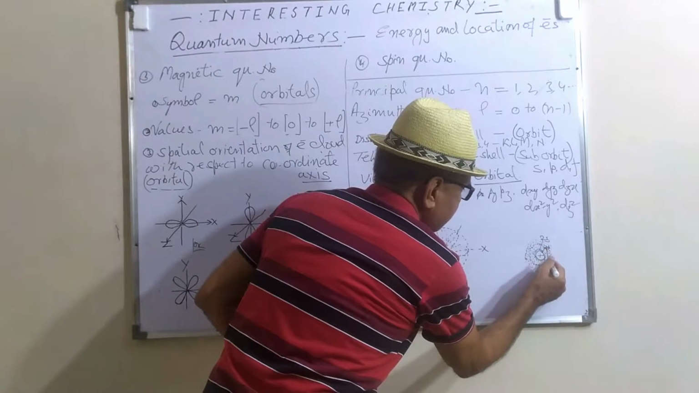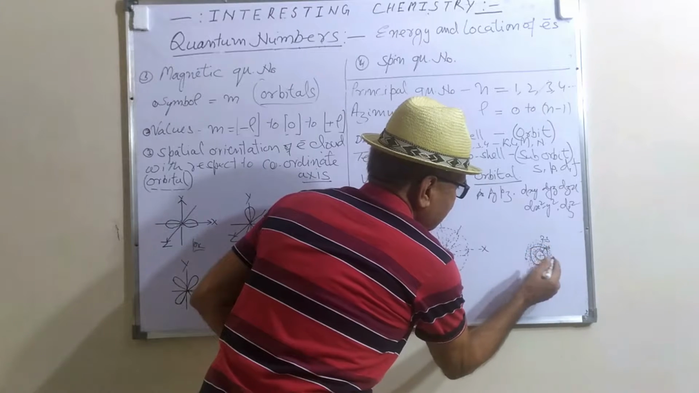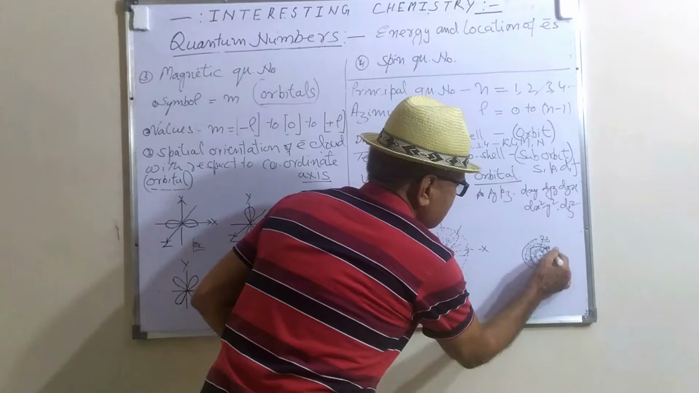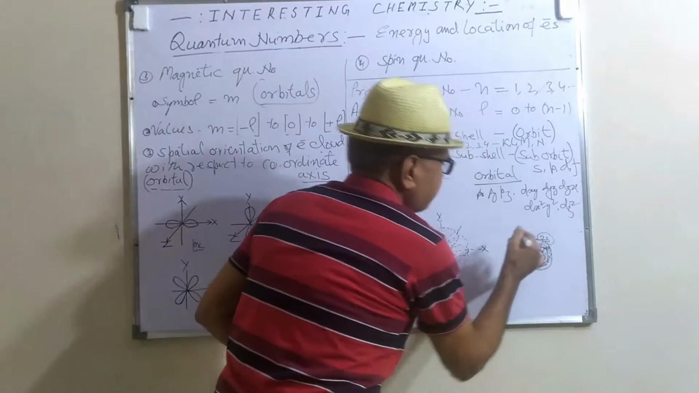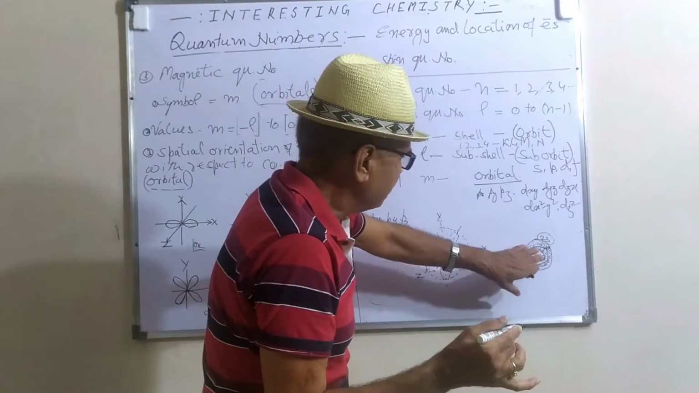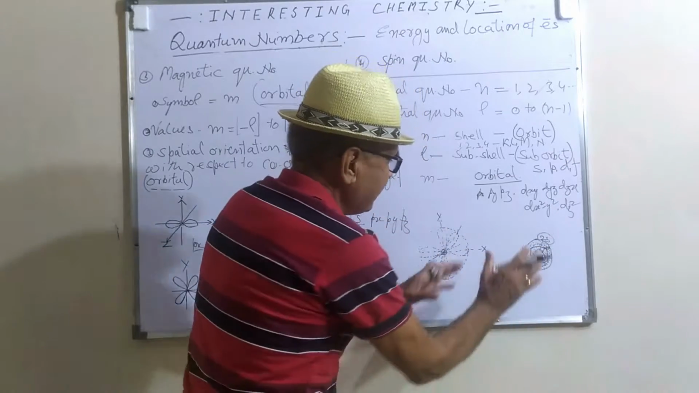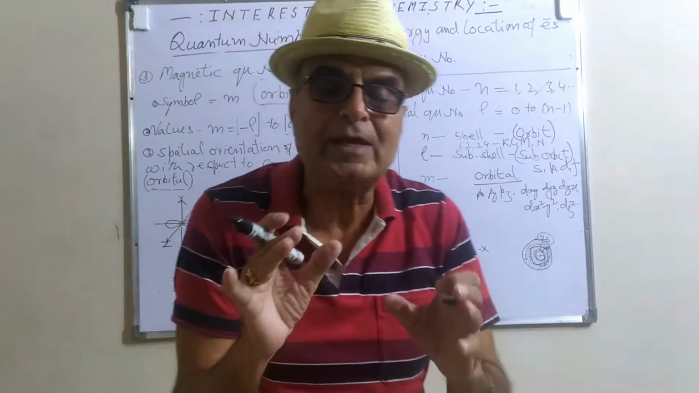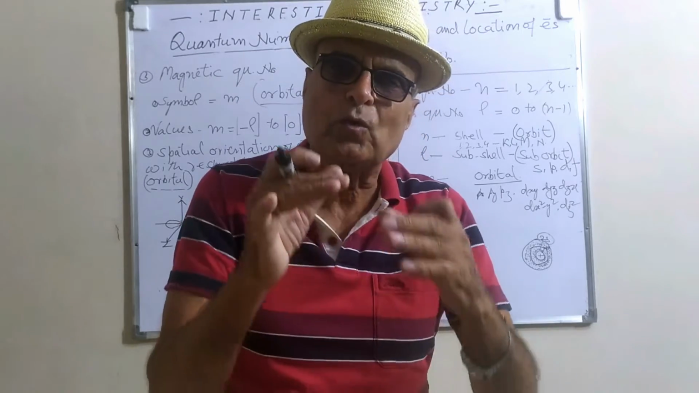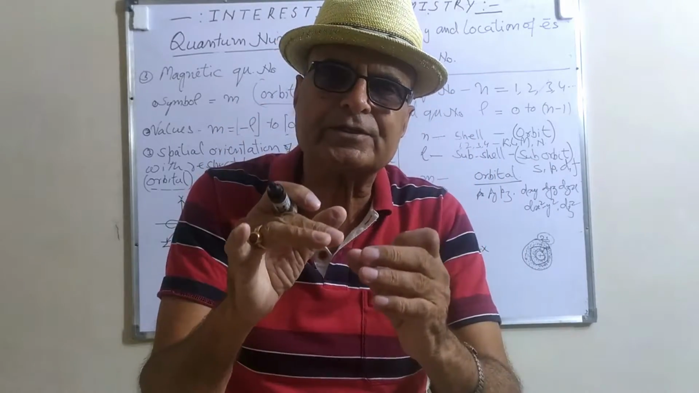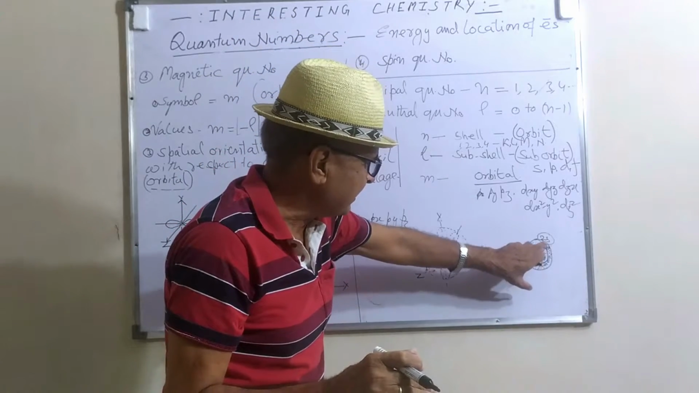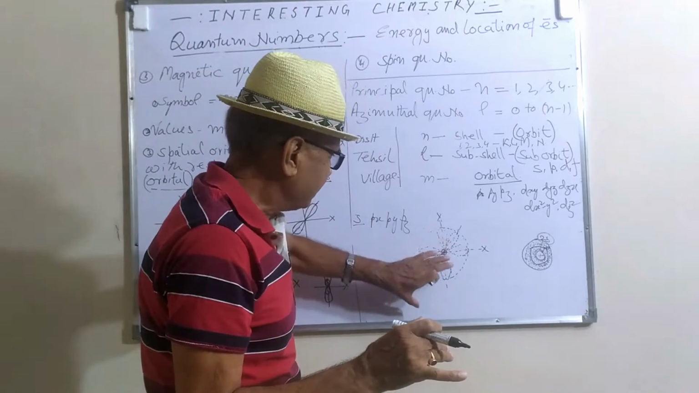So here this area is for 1S, and this area is for 2S. I can superimpose this, but the structure will be very complicated. So to make you understand, I explain separately about the 1S and 2S.